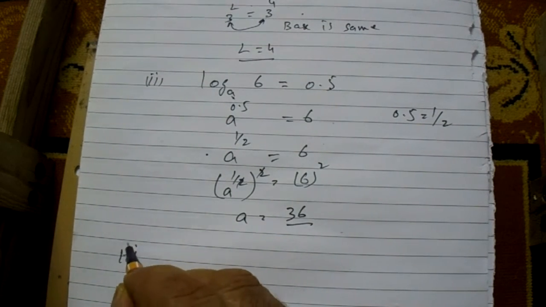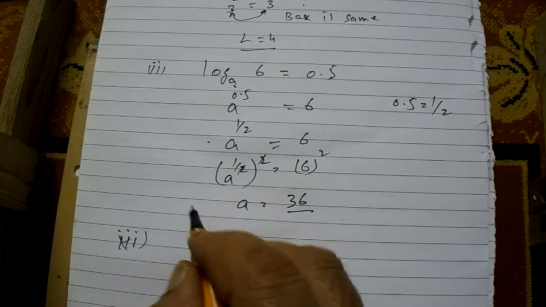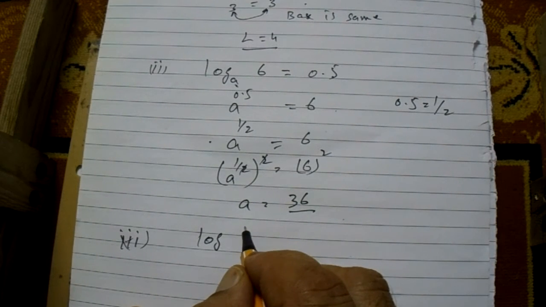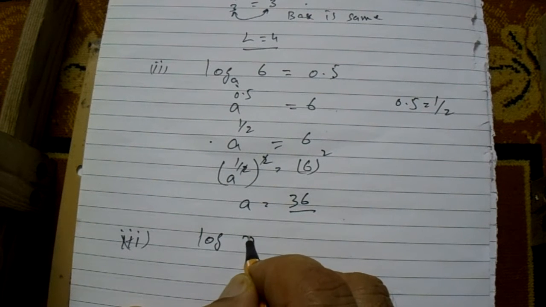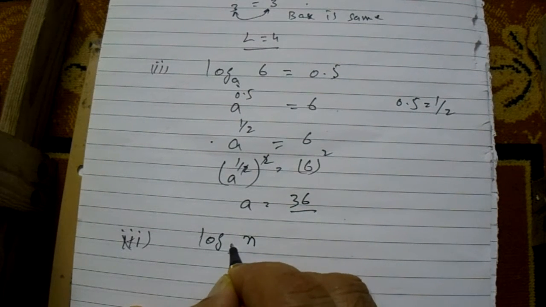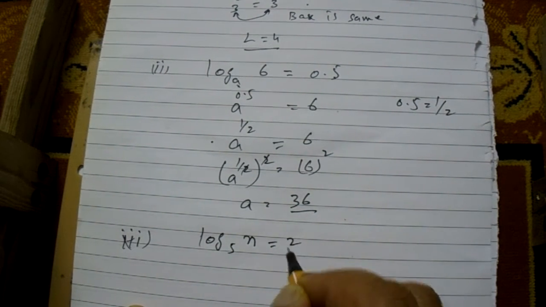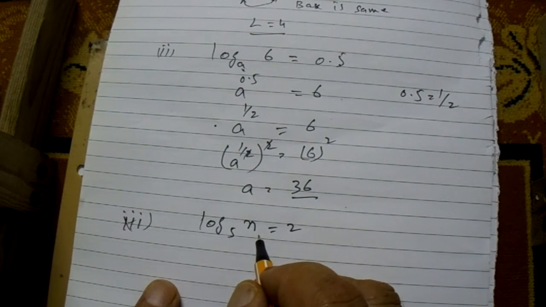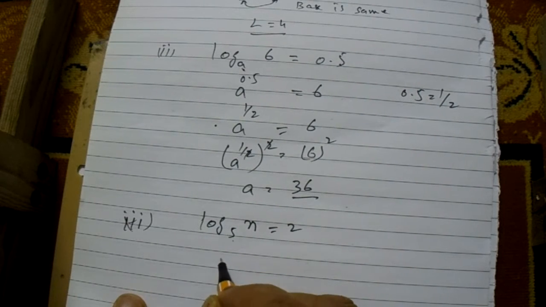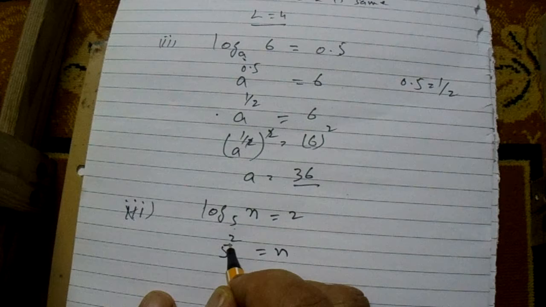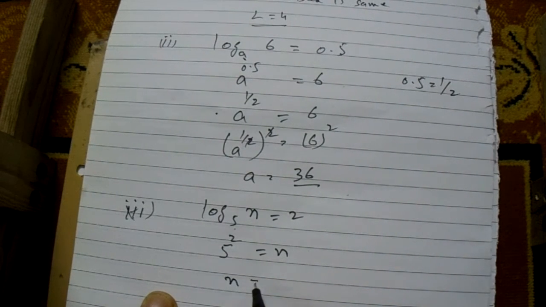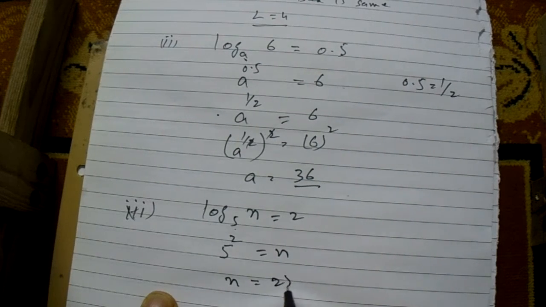Part 3 is log n to the base 5 is equal to 2. This is given, the logarithm form is given. We write it in exponential form. It means 5 power 2 is equal to n. Now 5 power 2 means 25, 5 multiplied by 5. You write here n is equal to 25. Now this is your answer.